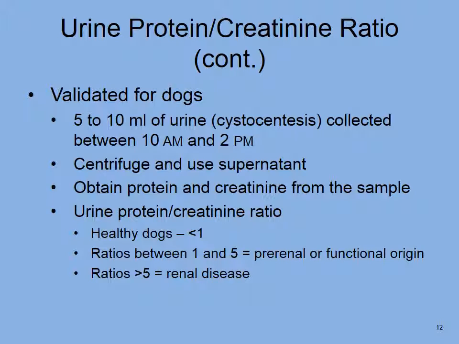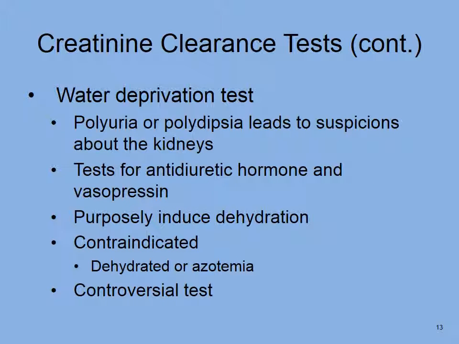Healthy dogs, it should be less than 1. Between 1 and 5, we have either pre-renal or functional origin of the proteinuria. If it's greater than 5, we can say, yeah, we have renal disease.